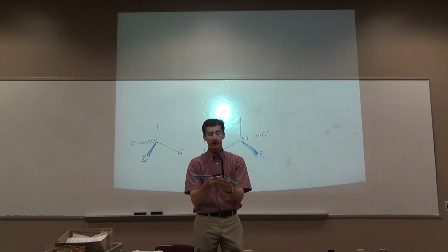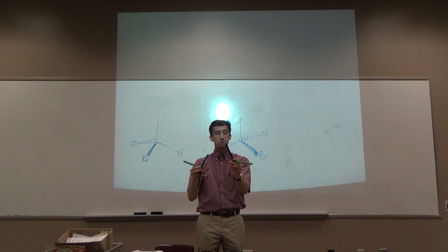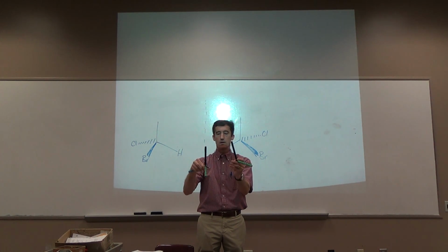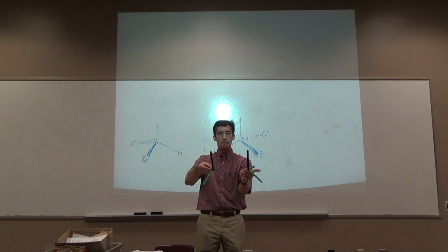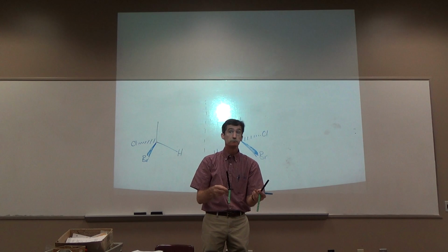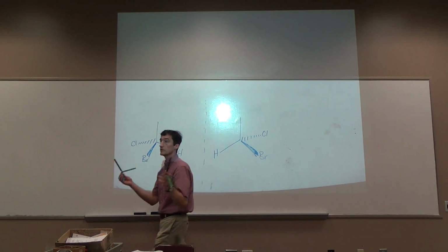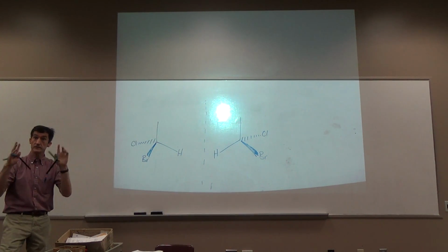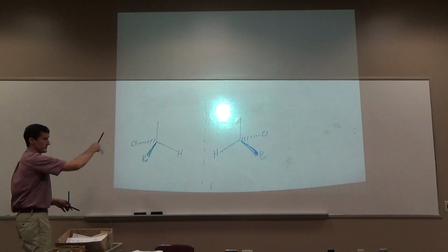So what do we have here? We have mirror images. Mirror images, but they're not the same. These are called enantiomers, just like your hands. These are called enantiomers.